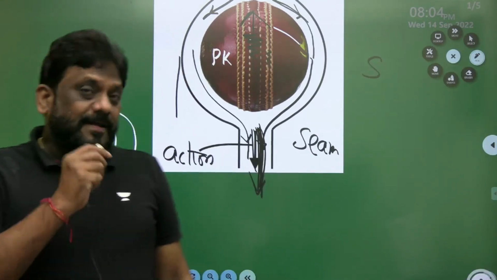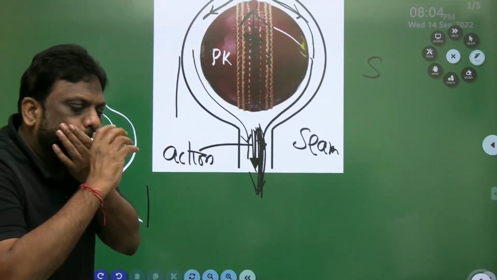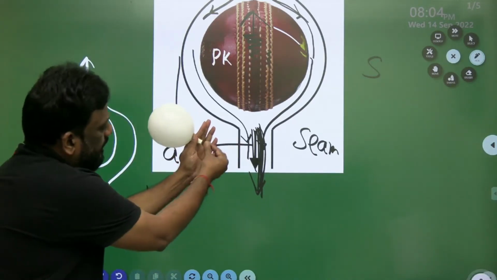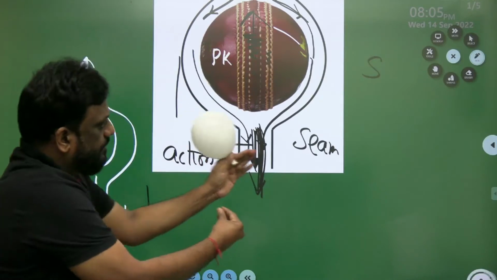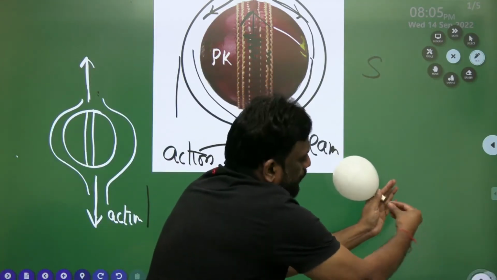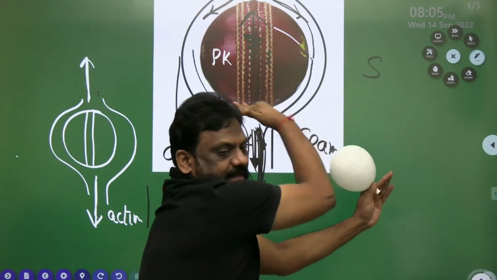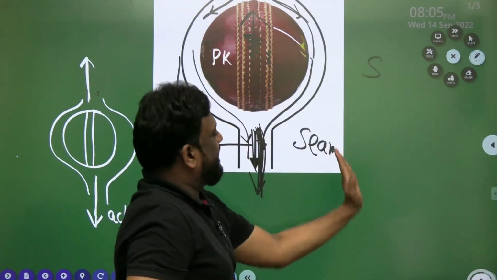Now, one second. Let me keep it like this. Look. If the air is moving like this, let me show you. If this is the action at an angle, reaction will be like this. Look, yes, it has moved like this. Now I'll show you the magic.